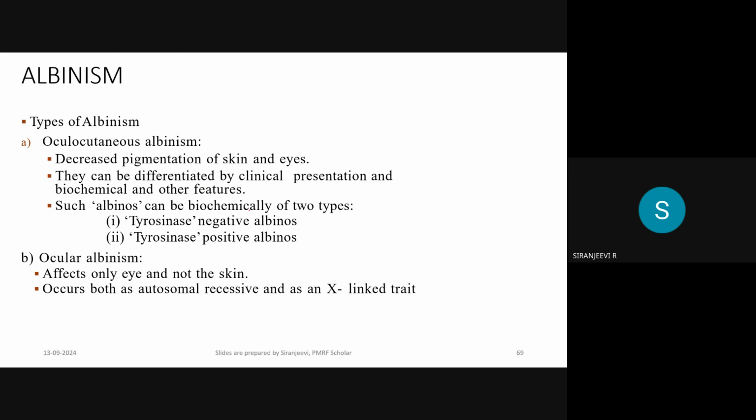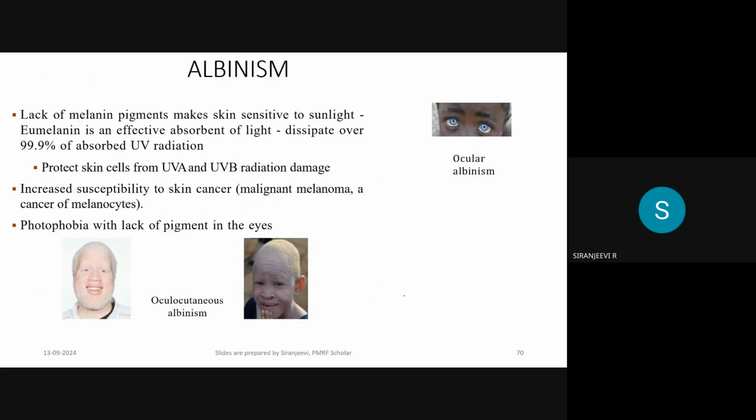Such albinos can be of two biochemical types: tyrosinase negative albinos as well as tyrosinase positive albinos. Ocular albinism can happen in the case of both autosomal recessive as well as an X-linked trait. So it can happen in both ways. So this is the example. If you see, they will have oculocutaneous albinism. This is only the ocular albinism example.